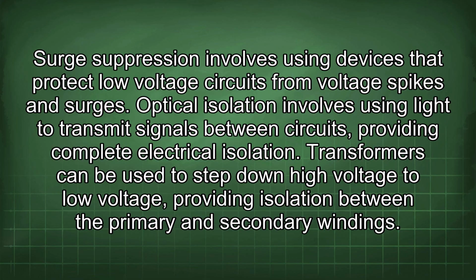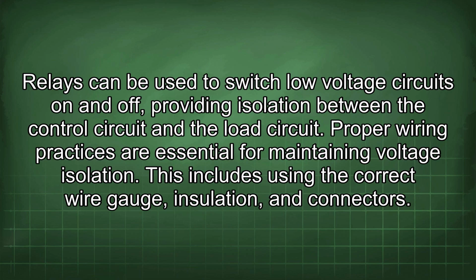Optical isolation involves using light to transmit signals between circuits, providing complete electrical isolation. Transformers can be used to step down high voltage to low voltage, providing isolation between the primary and secondary windings. Relays can be used to switch low-voltage circuits on and off, providing isolation between the control circuit and the load circuit. Proper wiring practices are essential for maintaining voltage isolation.